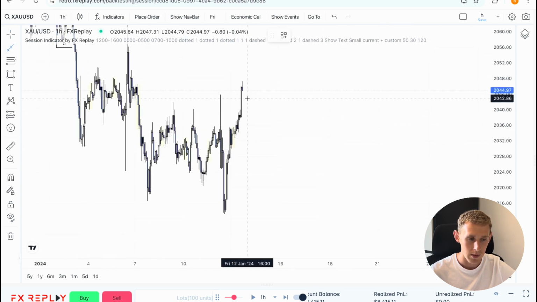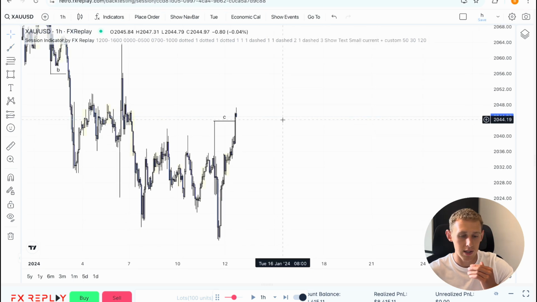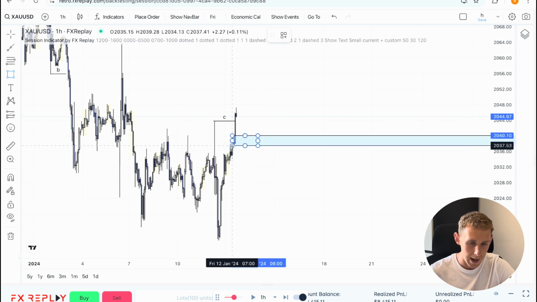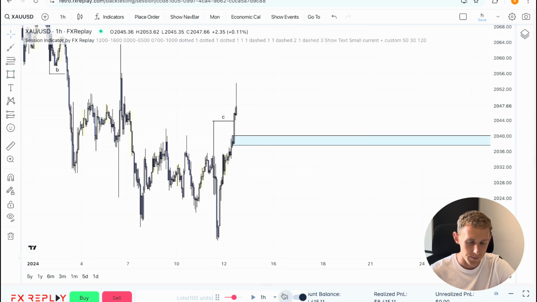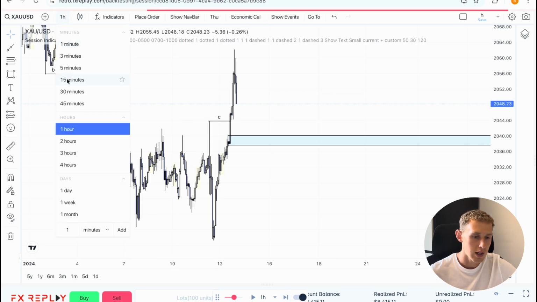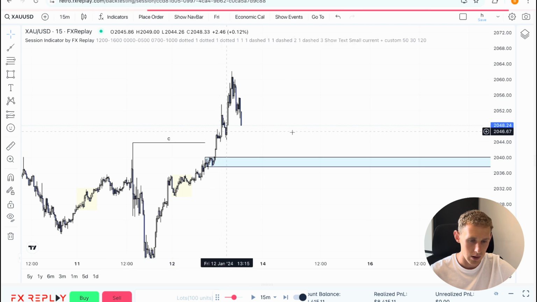On the 1 hour, this was our 1 hour change of character. So what I'm thinking here is maybe we could see some more buying opportunities. If price could, for example, pull back into the demand, obviously with another confirmation, I would look to enter from there. That would be a valid trade. So yeah, let's have a look.